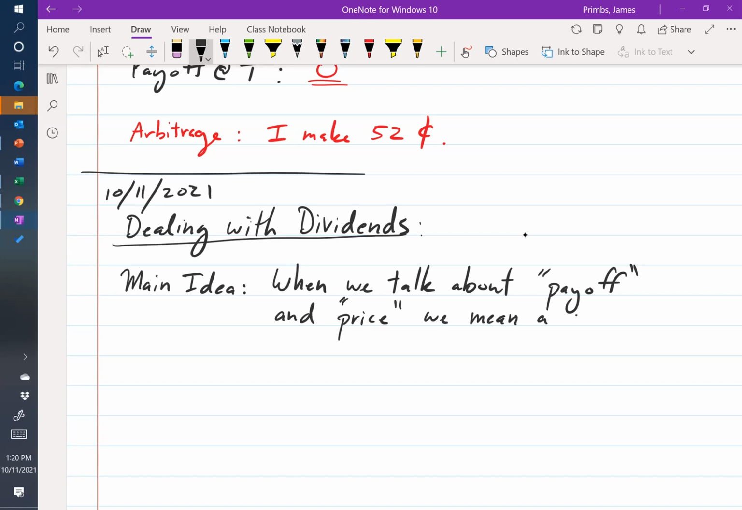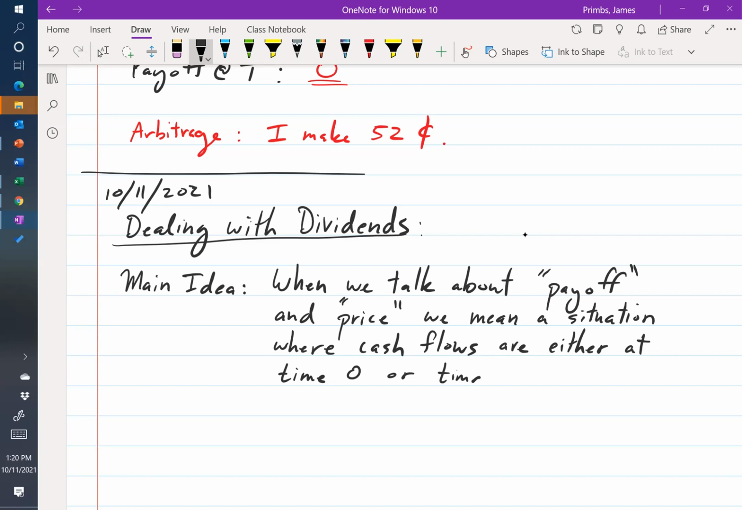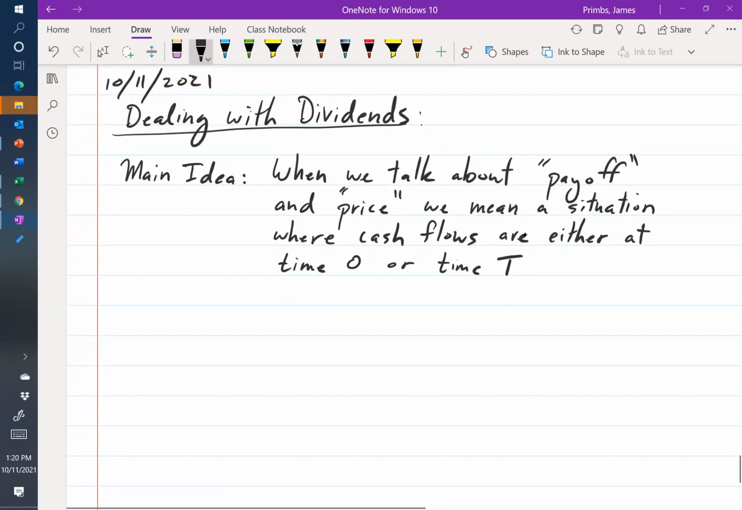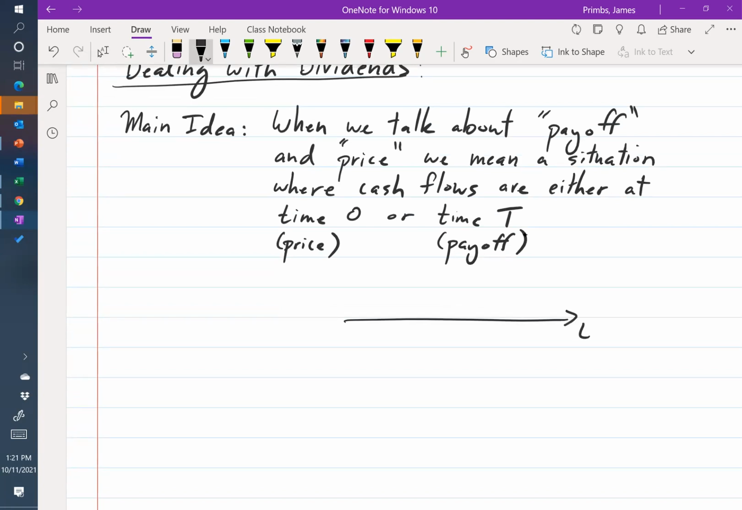What do we mean? We mean a situation where cash flows, going back to the cash flow diagram, are either at time 0 or time capital T. Any cash flow at time 0, we basically called that our price. And any cash flow at time T, we called our payoff, the payoff function. So here's the picture that I always draw. This is a cash flow diagram. This is time. We're sitting here at capital T. Something occurs at capital T. This is our payoff. And then we had something happening at time 0, and this was our price. So that was our picture. You pay a price up front, you wait, it expires, you get a payoff.